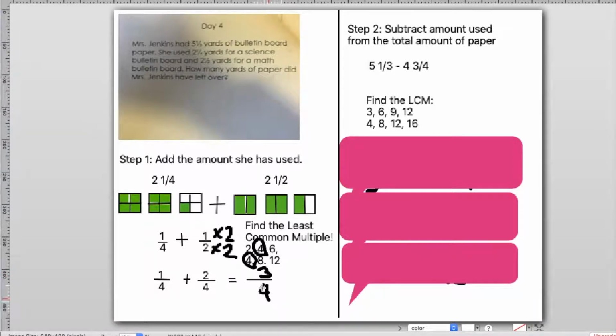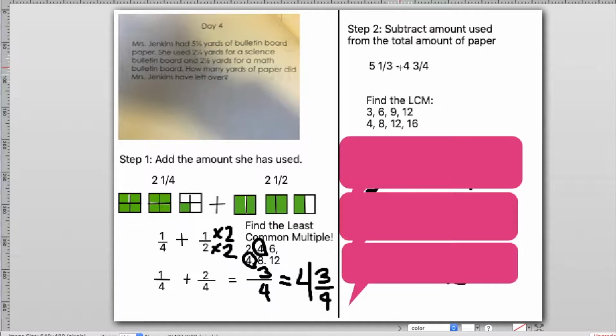Okay, don't forget the 2 wholes and the 2 wholes here. So our first step ends up being 4 and 3/4. That is how much paper she's used. We need to now figure out how much is left over. She started with 5 1/3. We have to take out the 4 3/4.